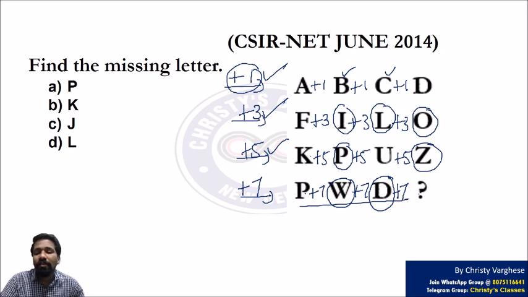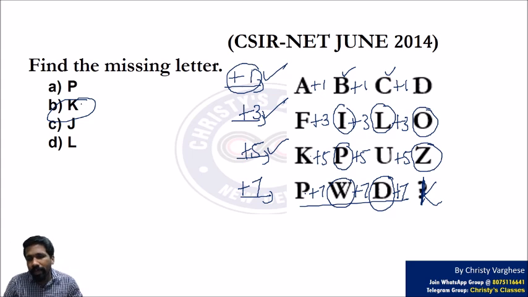So D plus 7 will be the answer. D plus 7 means the 4th letter plus 7 will be the 11th letter. For the 11th letter, you can again use the educator. K will be the 11th letter. So the answer is option B. Otherwise, count from D: D, E, F, G, H, I, J, K. The 7th letter will be K. So that is how this question is done.